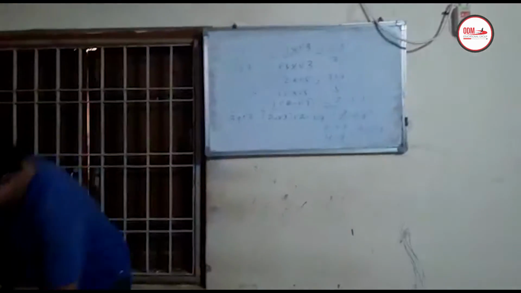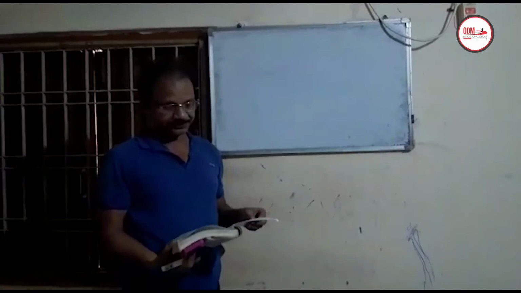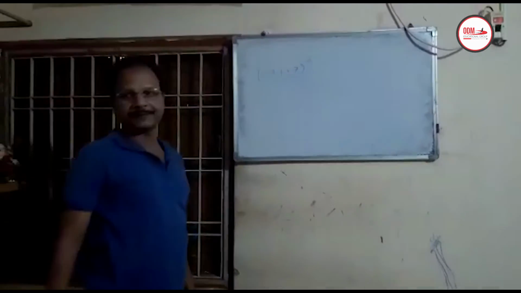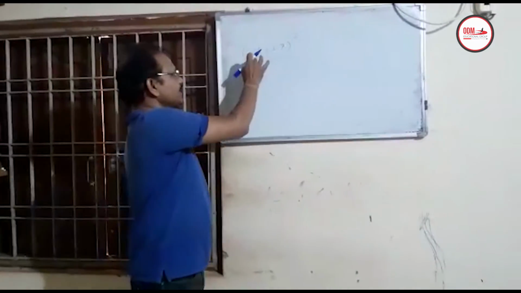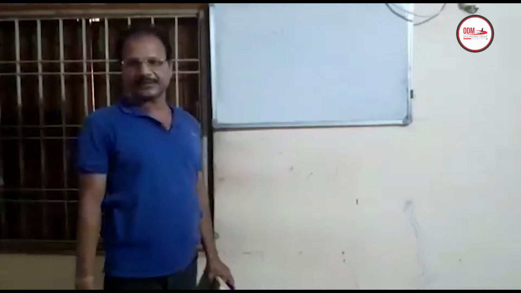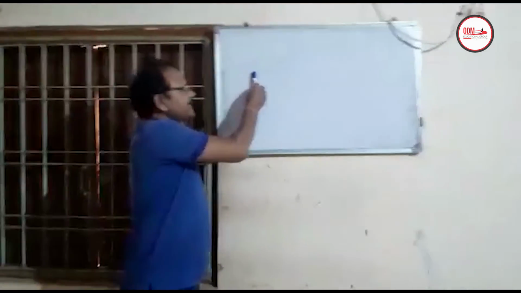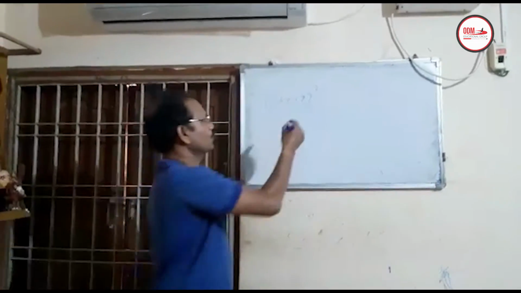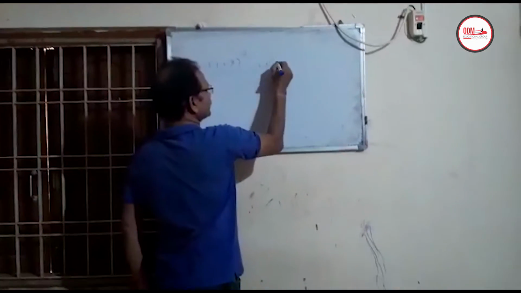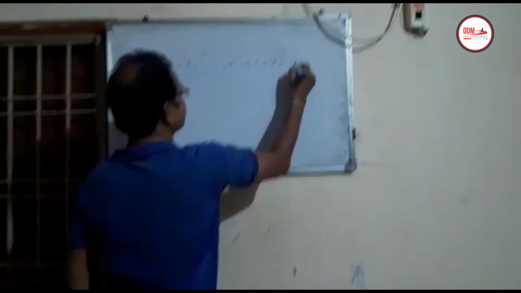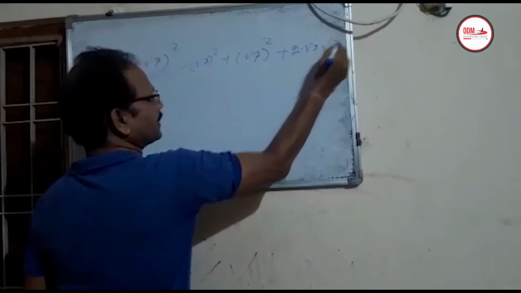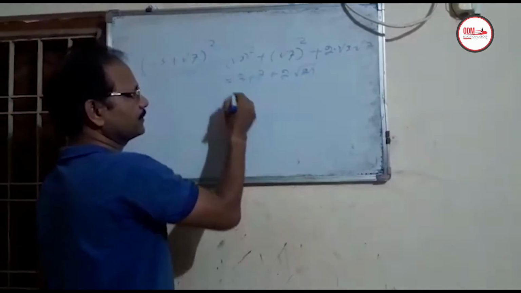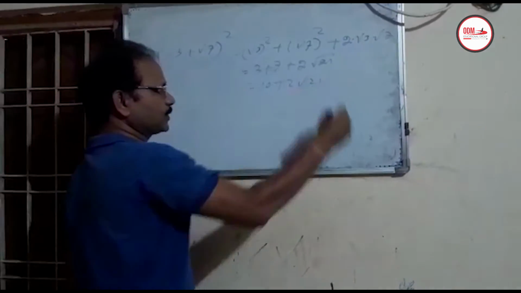Now some questions: root 3 plus root 7 whole square. Simplify. So this is the question. How to simplify it? You see, it is written in the a plus b whole square form. Do you know what a plus b whole square is? Apply that rule. A plus b whole square is a square plus b square plus 2 into a into b. That is 3 plus 7 plus 2 root 21. It means 10 plus 2 root 21.